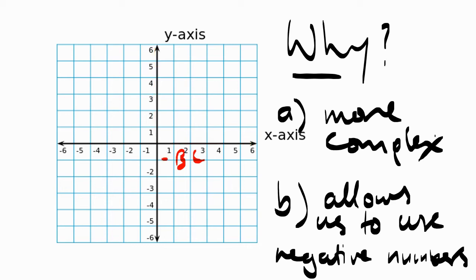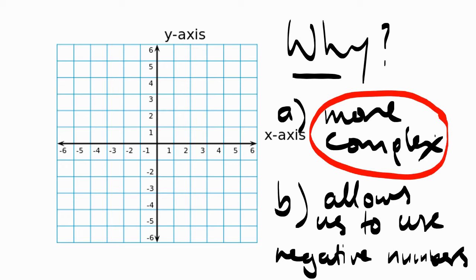Well, guys, the reality is, as we get a bit older, we start doing more complex maths. And so the Cartesian plane allows us to plot more complex coordinate points. And it also allows us to use negative numbers, because often in mathematics, we're using numbers like -3 and -4, and the Cartesian plane allows for that. So let's have a look at the parts of the Cartesian plane.